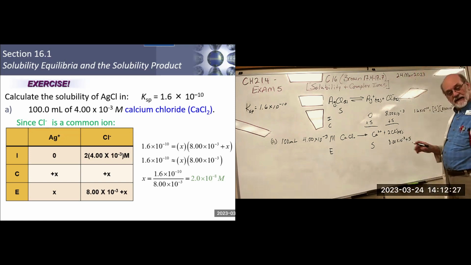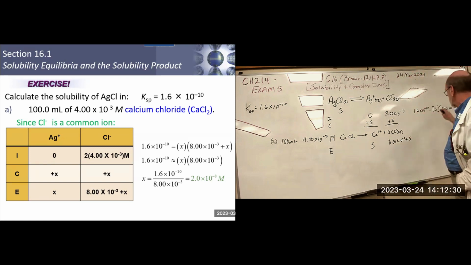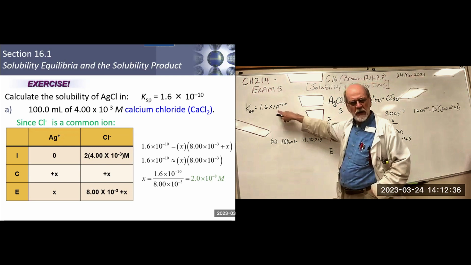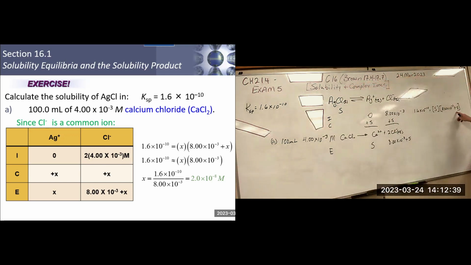Now, we're going to use the approximation. Since this is very insoluble, notice that a very small number, we're going to say that this one is so small that we can ignore it. So we're going to say approximately this. It's this one times this one. So it's 8.00 times 10 to the minus 3 S equals this one. So S is just this one divided by that one.